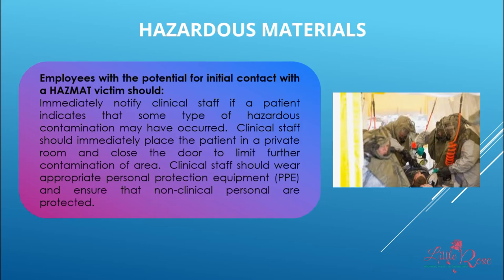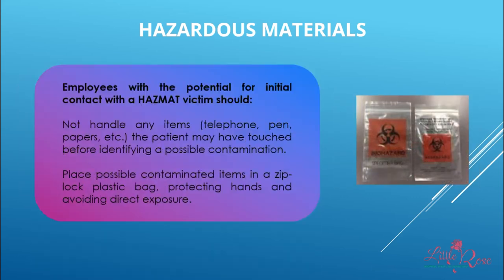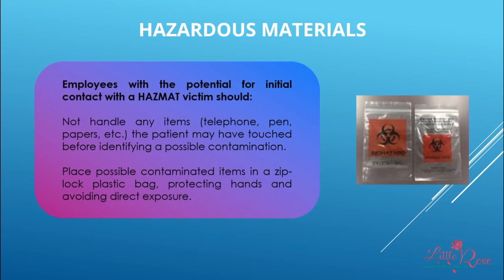Clinical staff should immediately place the patient in a private room and close the door to limit further contamination of the area. Clinical staff should wear appropriate personal protective equipment, PPE, and ensure that non-clinical personnel are protected. Employees with the potential for initial contact with a hazmat victim should not handle any items, telephone, pen, paper, etc., that the patient may have touched before identifying a possible contamination. Place possibly contaminated items in a Ziploc plastic bag, protecting hands and avoiding direct exposure.